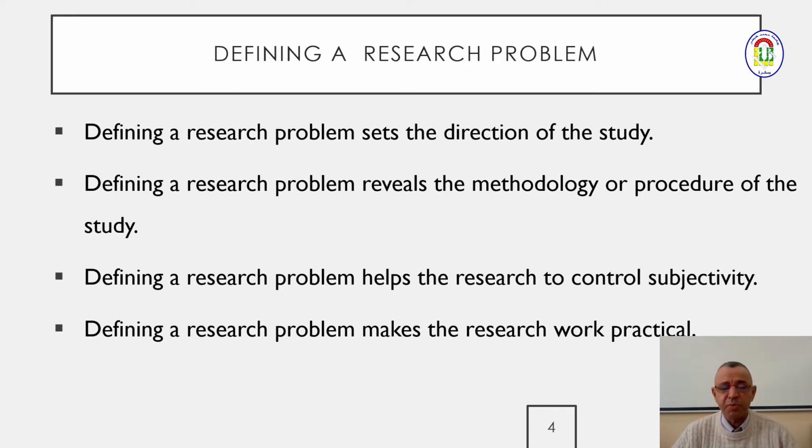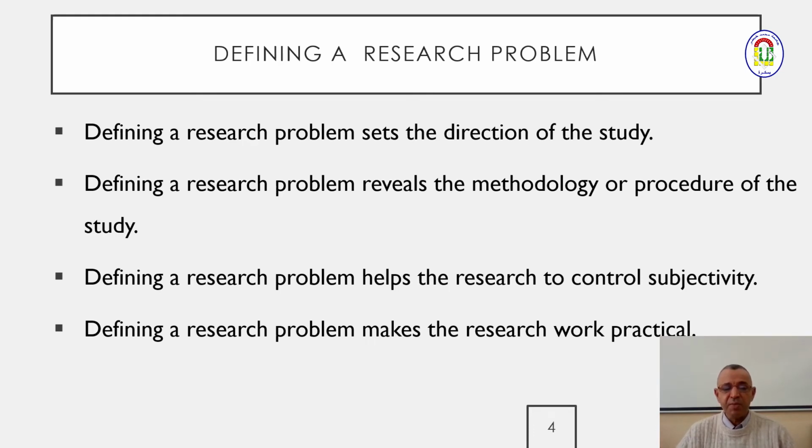Of course, defining a research problem helps the researcher to control subjectivity. Subjectivity means that through logic and reasoning, through critical thinking, through being very scientific, you as a researcher, when you define your problem, can eliminate that subjectivity that generally affects negatively any research study.